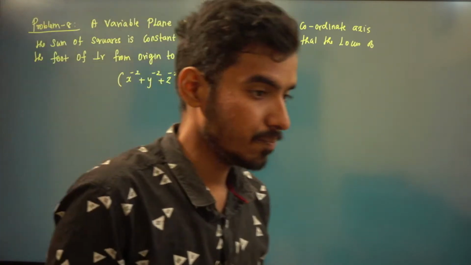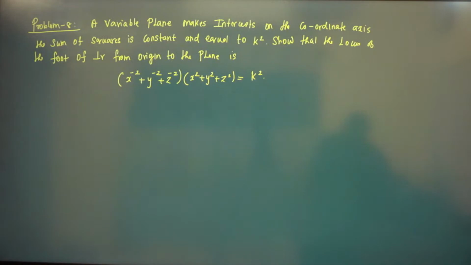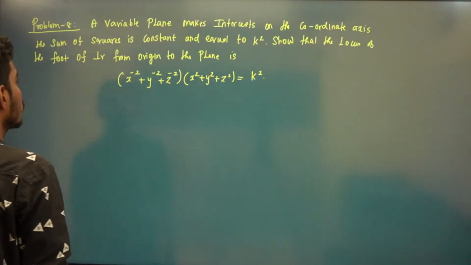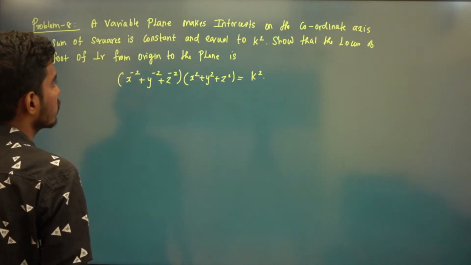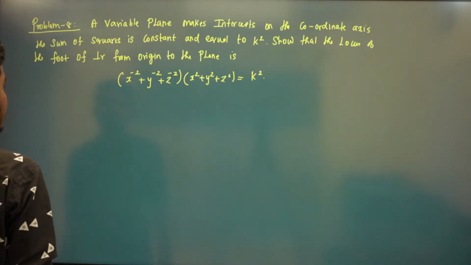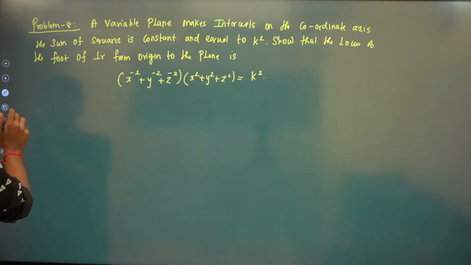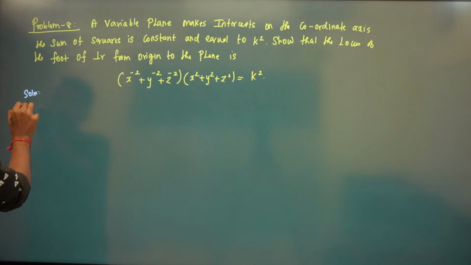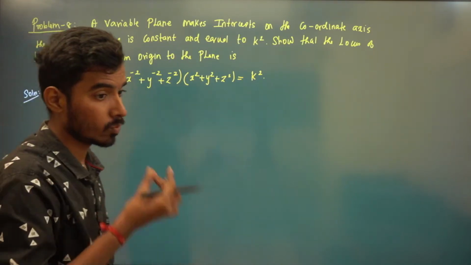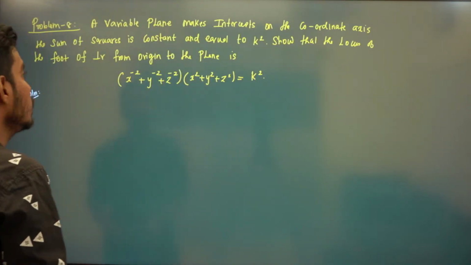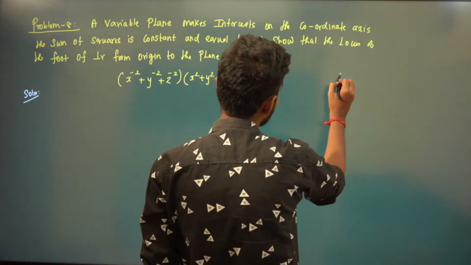We will do this problem. Very interesting problem. A variable plane makes intercepts on the coordinate axes such that the sum of squares is constant and equal to k squared. Show that the locus of the foot of the perpendicular from the origin to the plane is (x to the power minus 2 plus y to the power minus 2 plus z to the power minus 2) into (x squared plus y squared plus z squared) equal to k squared. So very simple. Let us say we have a plane.